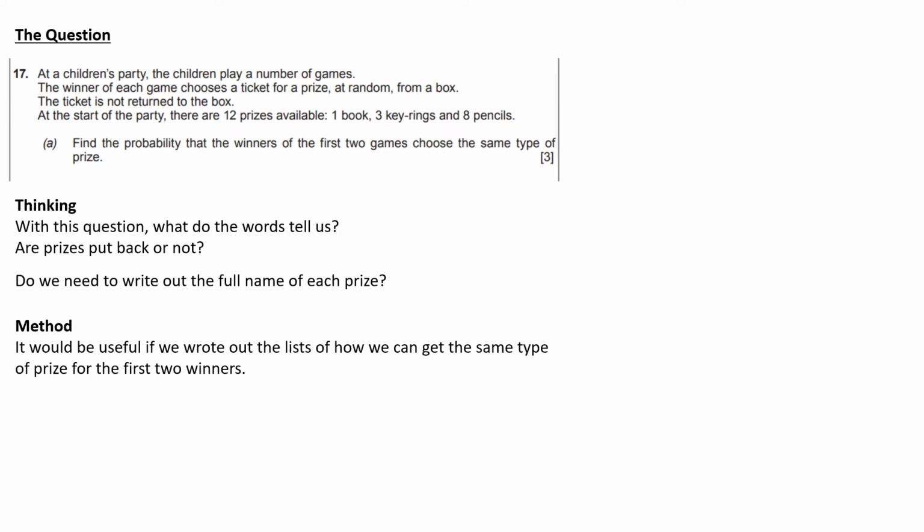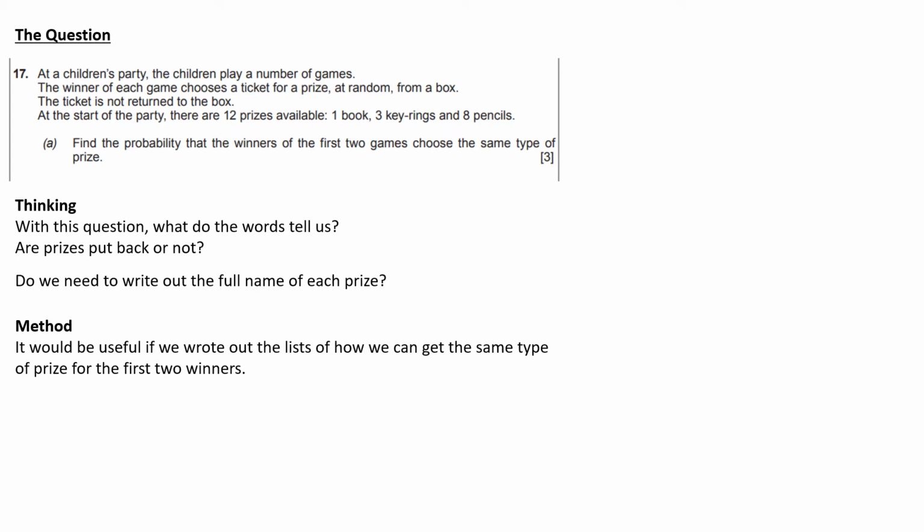Obviously, because we've got 3 prizes for the first person to draw, we need 3 branches to our diagram. The main thing here is that the winners of the first 2 games choose the same type of prize. So you cannot choose a book followed by another book. That is impossible. There is only one book. So technically, to be successful here, the first person needs to choose a keyring and the second person needs to choose a keyring. Or we could have the case where the first person chooses a pencil and the second person chooses a pencil.